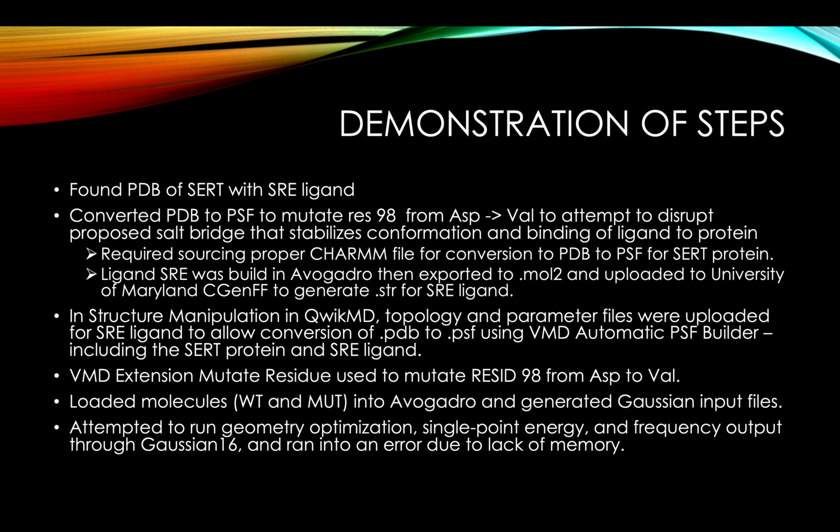Then I mutated the residue 98 from aspartate to valine, loaded these molecules, both the wild type and the mutated, into Avogadro and generated the Gaussian input files. The next step was to run a geometry optimization, single point energy, and frequency output through Gaussian 16. However, I ran into an error due to a lack of memory, and given the time frame of this project, as well as my own knowledge base, this is where I stopped.